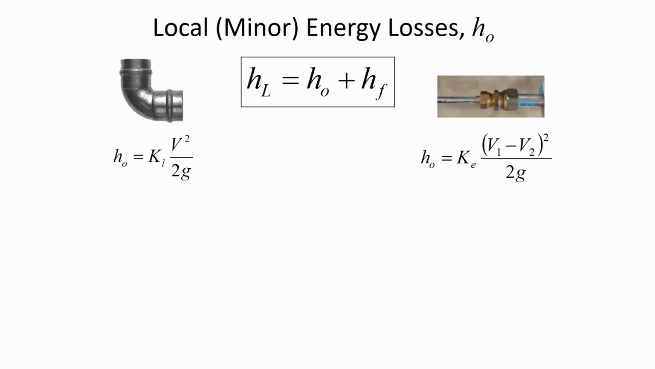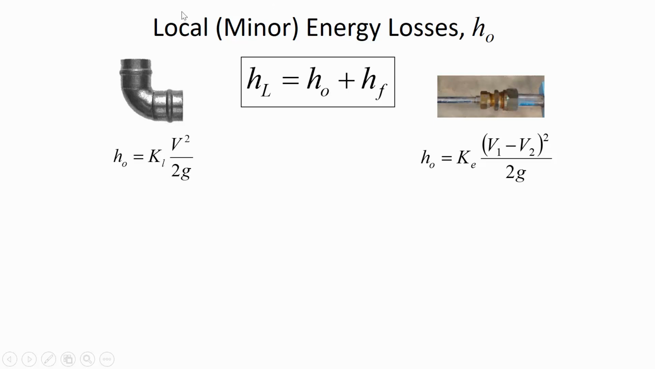Okay, well, let's revisit the idea of local losses, sometimes called minor losses, because compared to friction losses, the minor losses are usually lower in magnitude. When we write the energy equation, sometimes on the right-hand side of the energy equation we'll write H sub L instead of H sub F. And H sub L is more inclusive. H sub L means local losses and friction losses. Sometimes I get sloppy and just write H sub F on the right-hand side of the energy equation. And when I do that, what I mean is let's neglect these local losses. But for today, let's not neglect them.